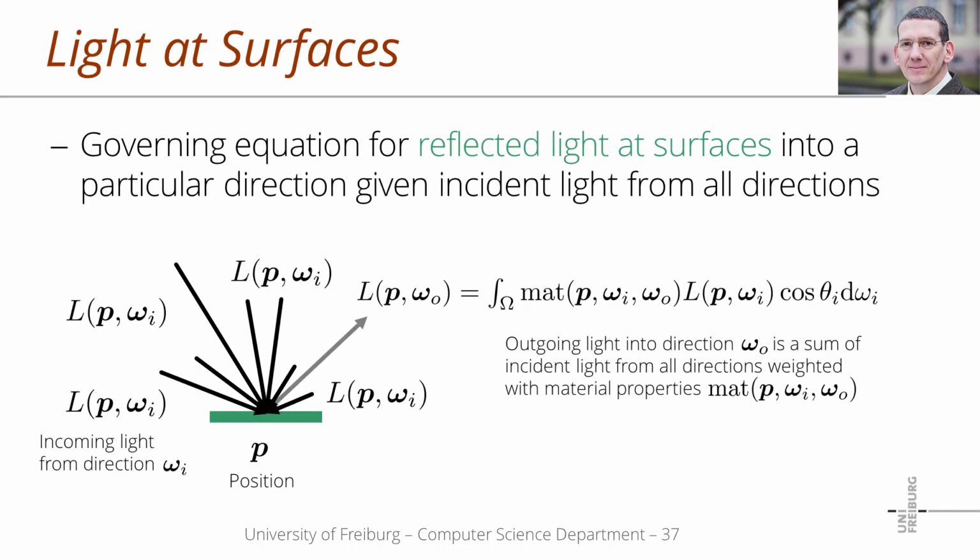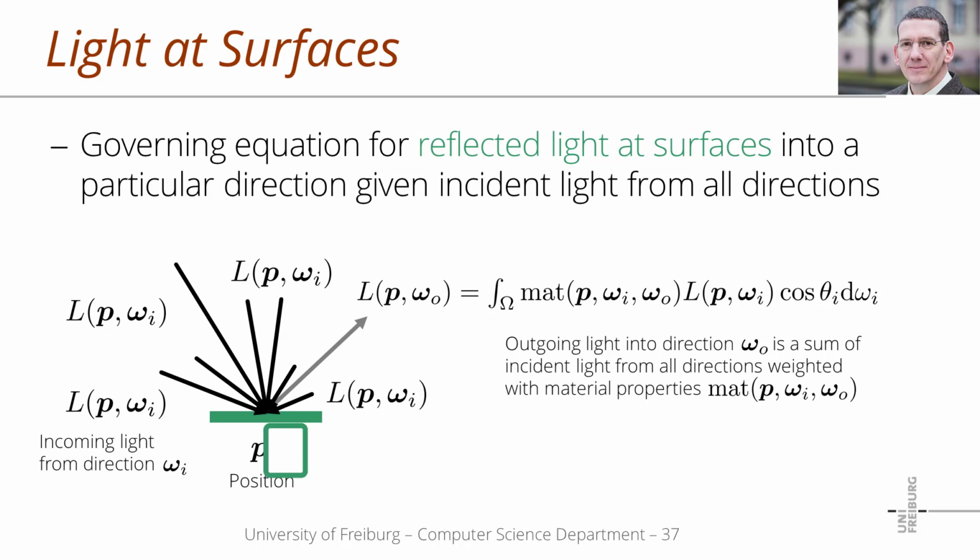Here we discuss the rendering equation. The rendering equation describes how much light is reflected into a particular direction given the amount of incoming light from all directions and also given the reflection properties of the surface. The setting is indicated here on the left-hand side.